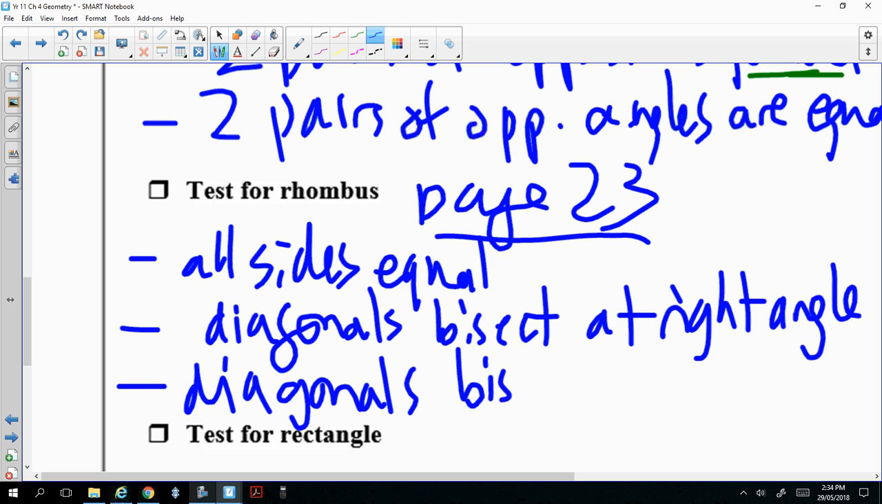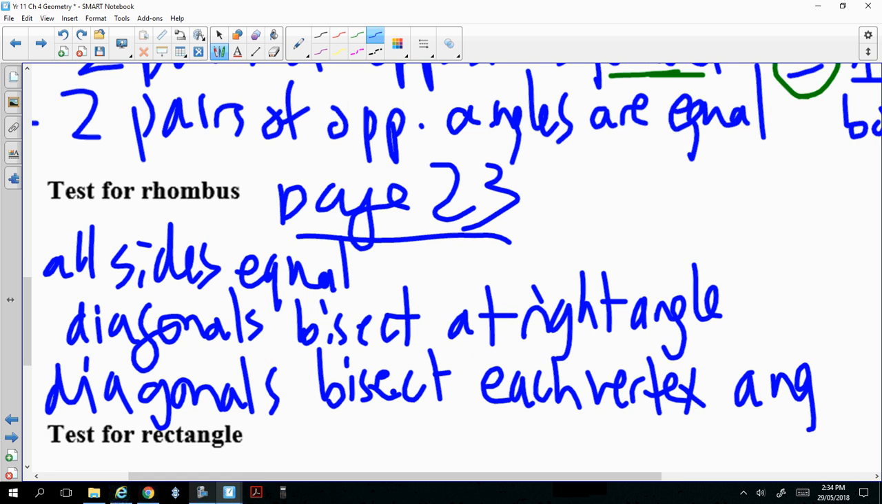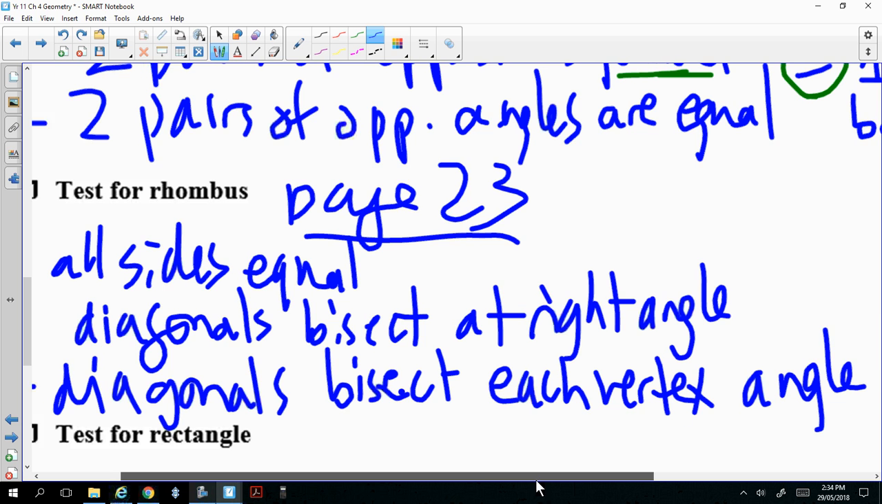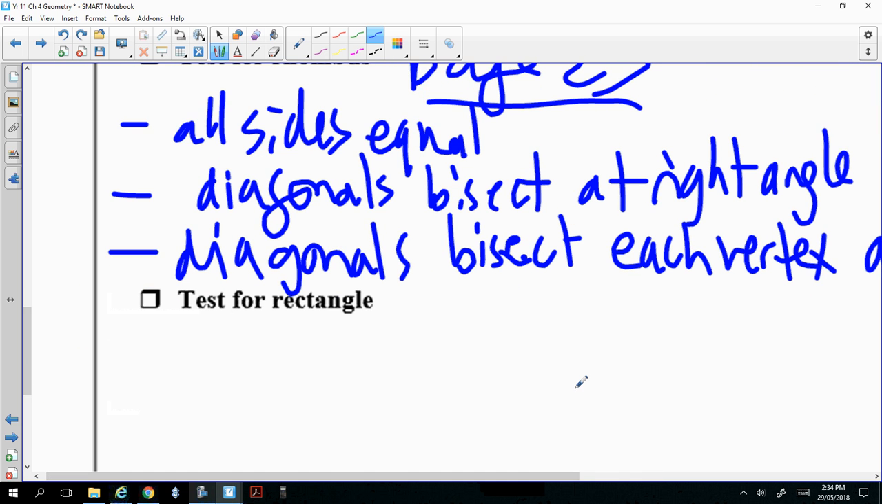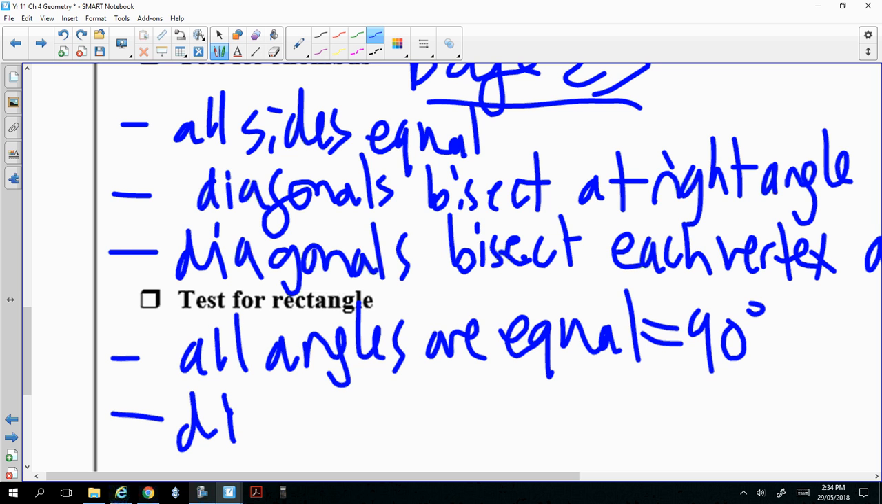Tests for rectangle. All angles are equal to 90. Or diagonals are equal, and they also have to bisect each other. Done.